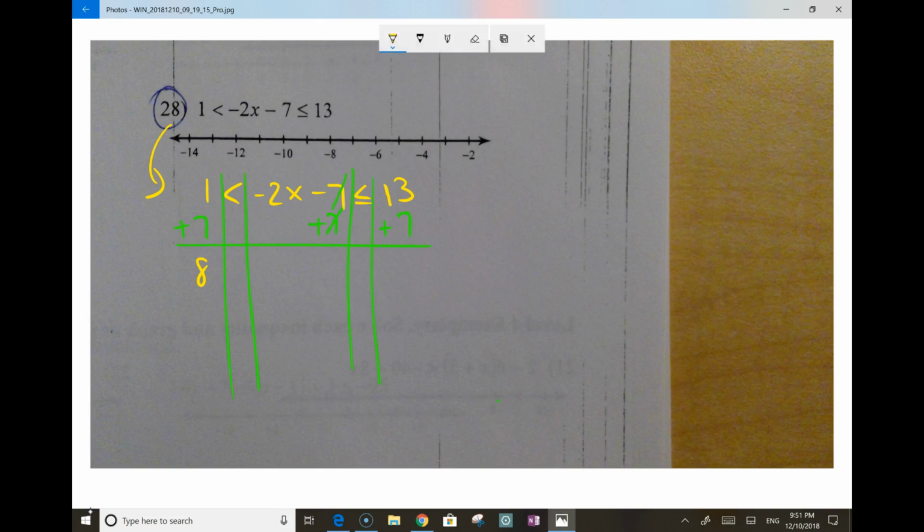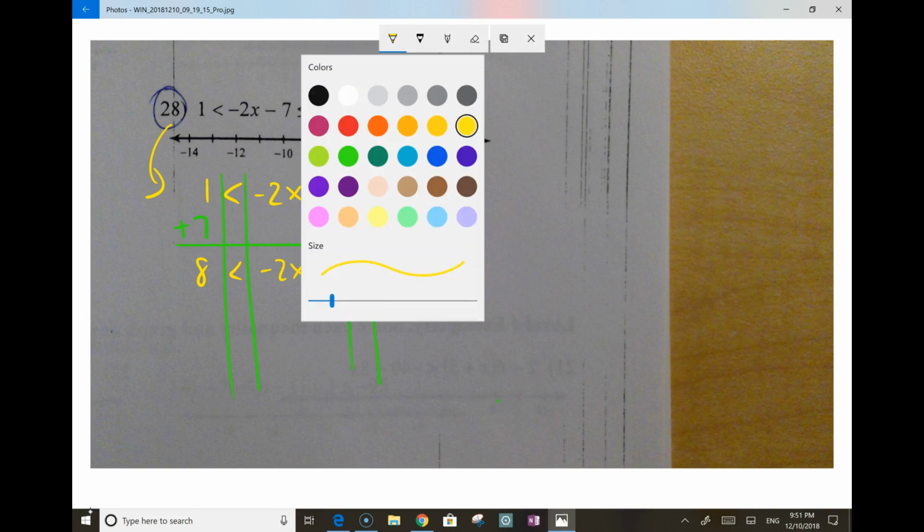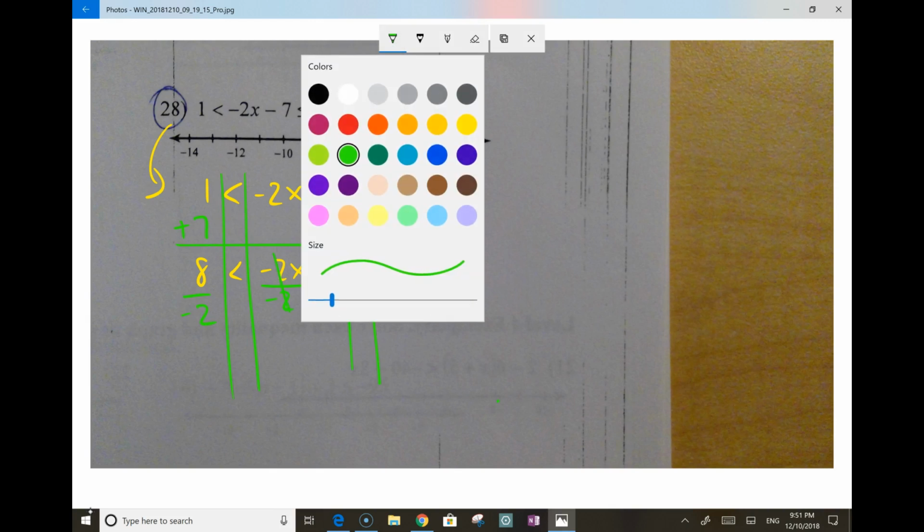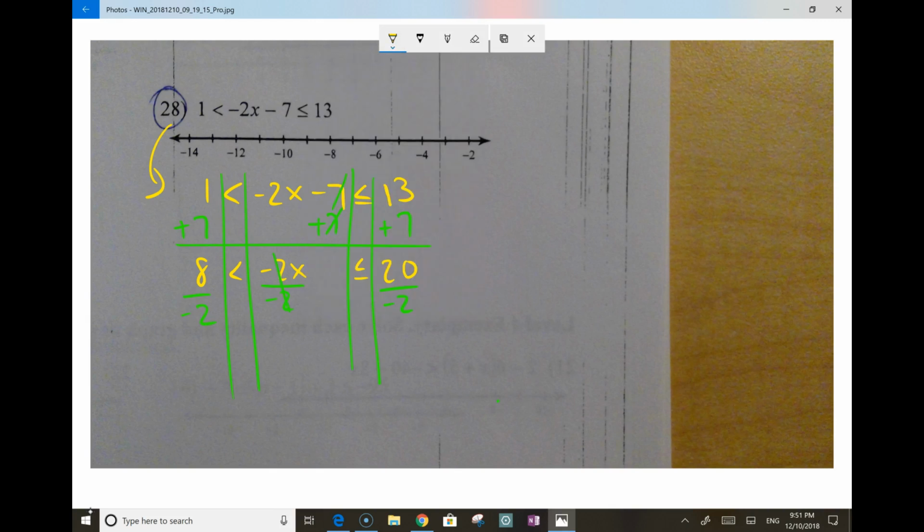And now I have to rewrite what I have. So I have 8 now on this side, negative 2x, less or equal, and this is now 20. The next thing to do would be to remove that negative 2 from the x. So I need to divide by negative 2 here, repeat it here, and repeat it there. So the negative 2's in the middle eliminate, and what I get is negative 4 and negative 10 and x.